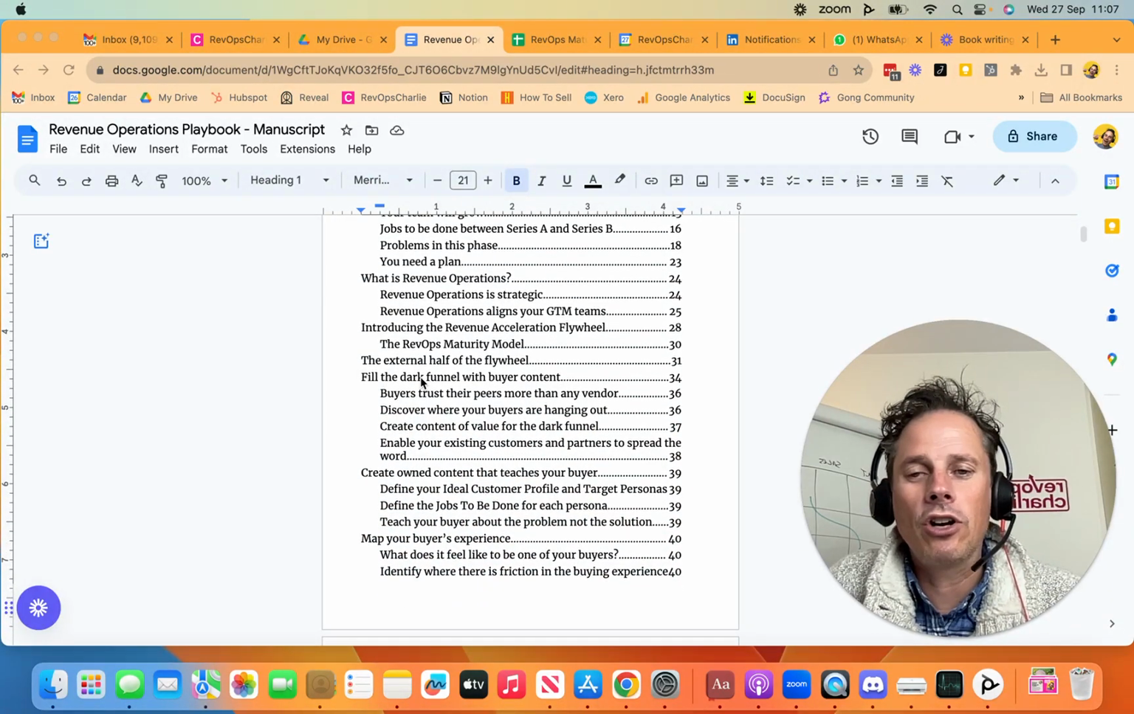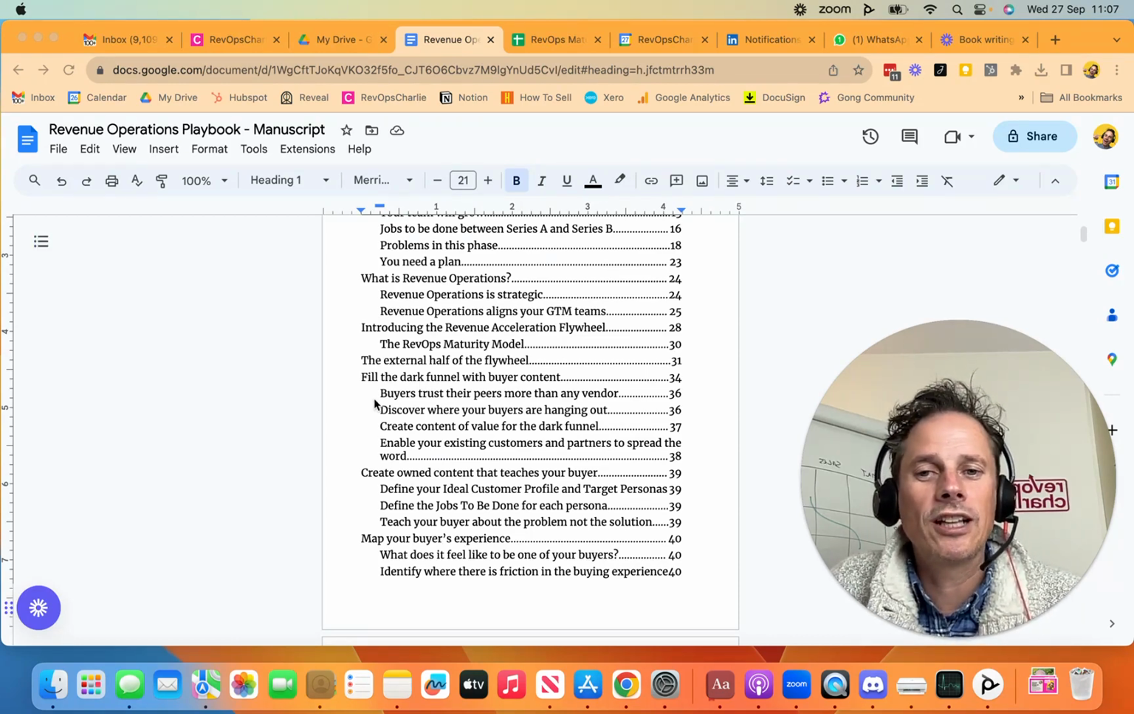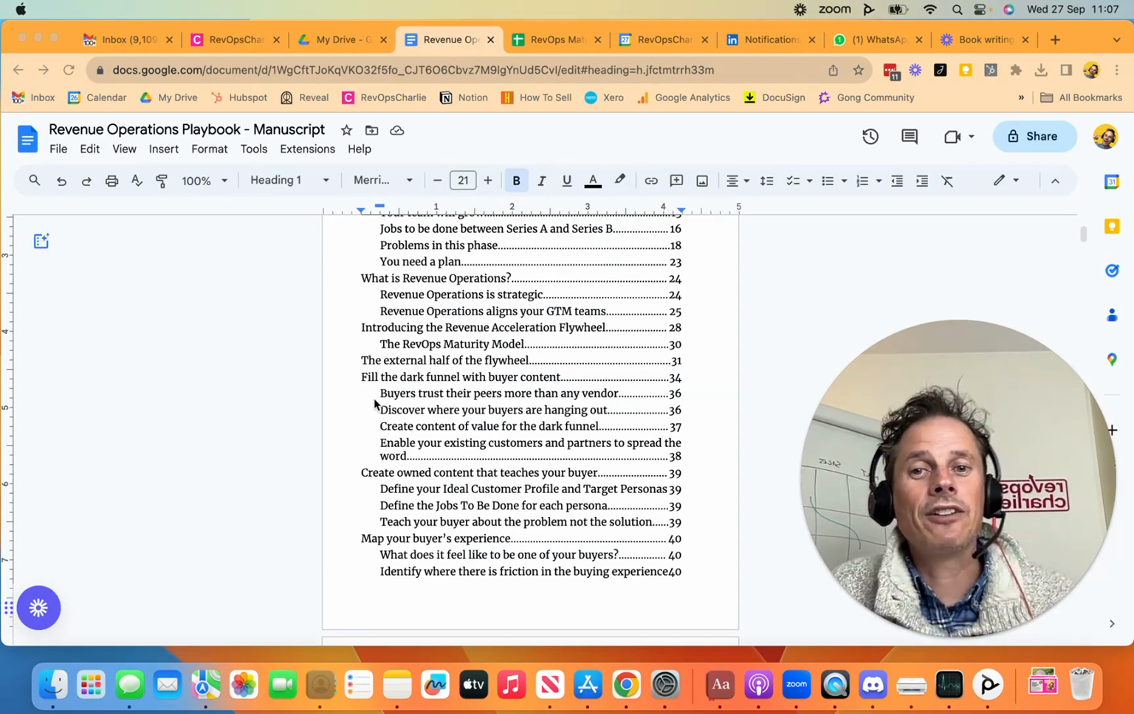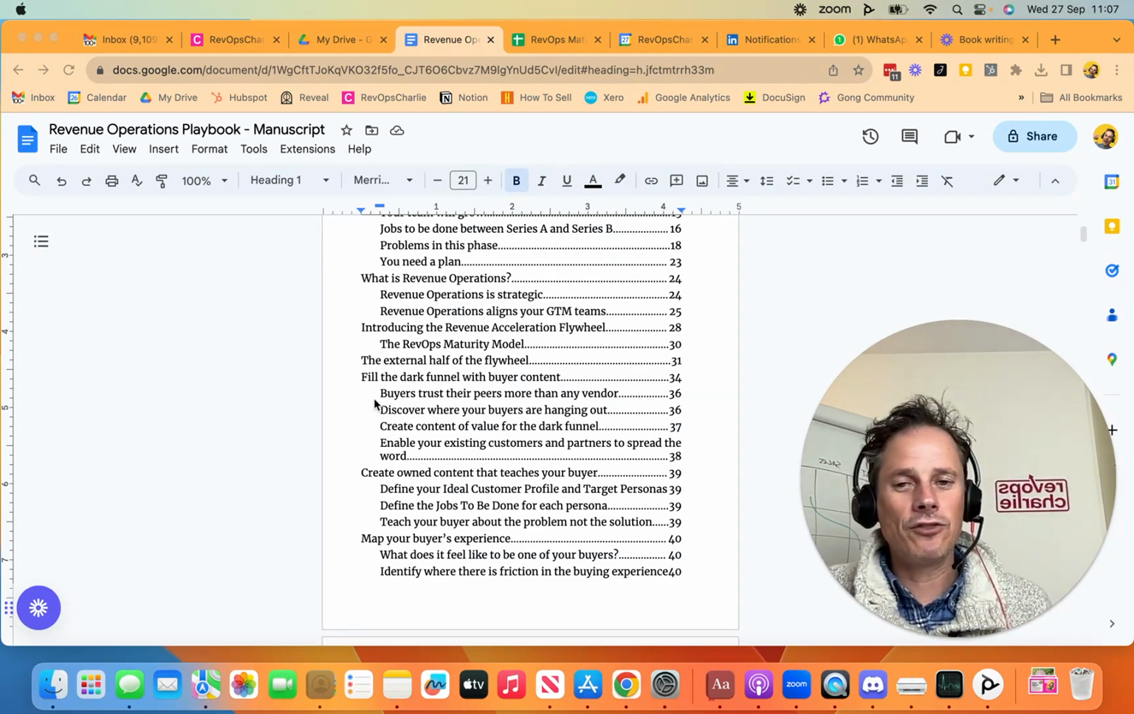So here we've got a chapter on filling the dark funnel with buyer content. And the key points that are going to come across in that chapter are that buyers trust their peers more than any vendor they might speak to. That as a vendor, you need to discover where your buyers are hanging out. You then need to create content that is of value for that dark funnel, and then enable your customers and partners to spread the word. Even if you didn't even read that chapter, you've got the 4 main points that you're going to learn from that.